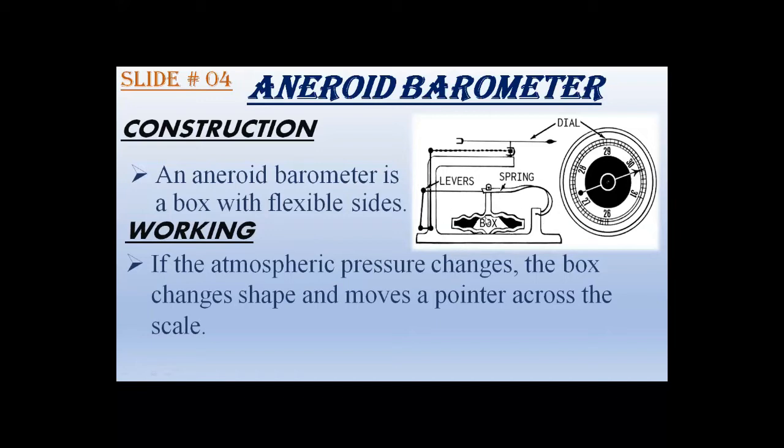So it is clear. A spring is attached to this box, and as the box moves in or out in response to changes in air pressure, the spring expands or contracts. The spring expands or contracts and moves the pointer. This is the pointer, and it moves the pointer on the dial. This one is the dial.